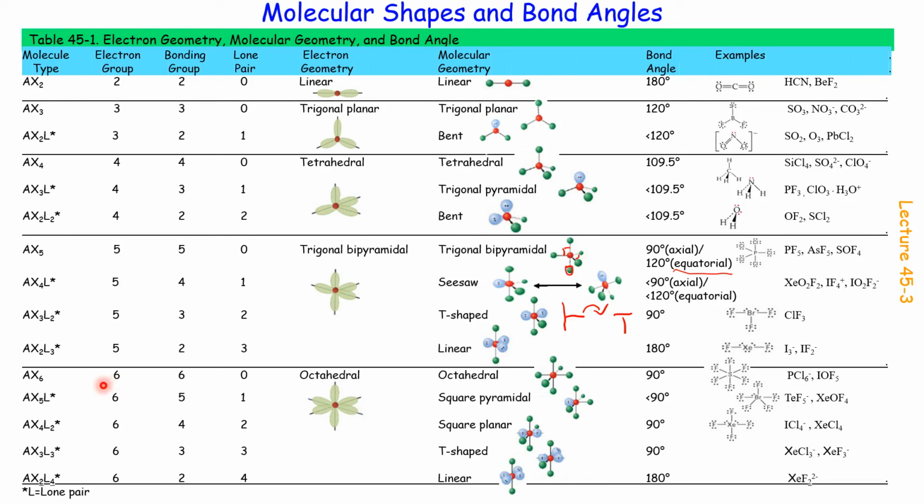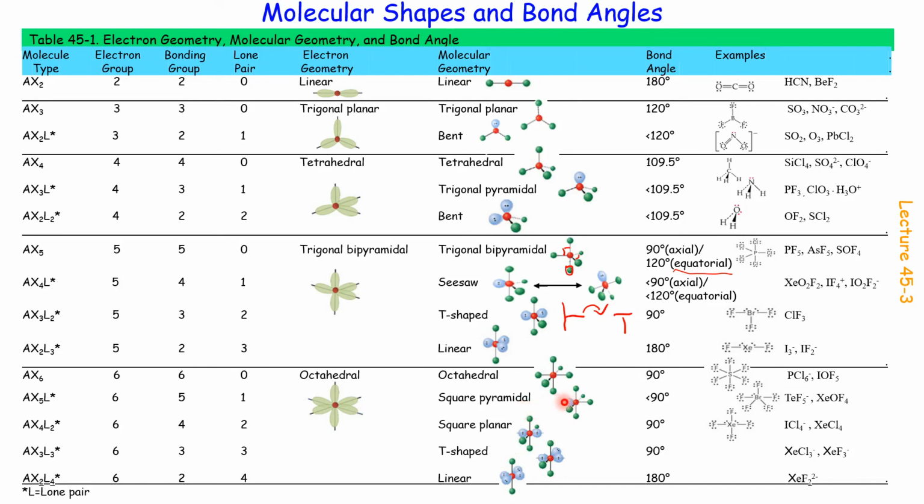Last, let's go over the molecules with a total of 6 electron groups. If there are no lone pairs, the fundamental geometry and the molecular geometry are the same. Both are octahedral, and the bond angle is 90 degrees. Those are the examples. However, if there are 5 bonding groups and 1 lone pair, the fundamental geometry is still octahedral, then the molecular geometry becomes square pyramidal.